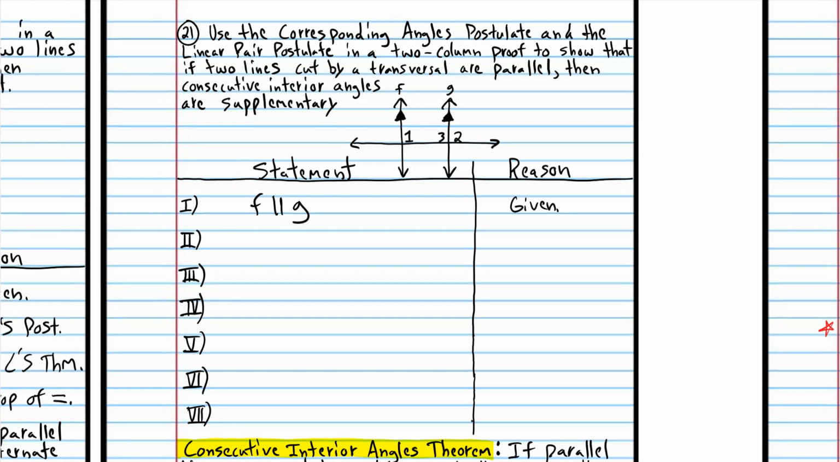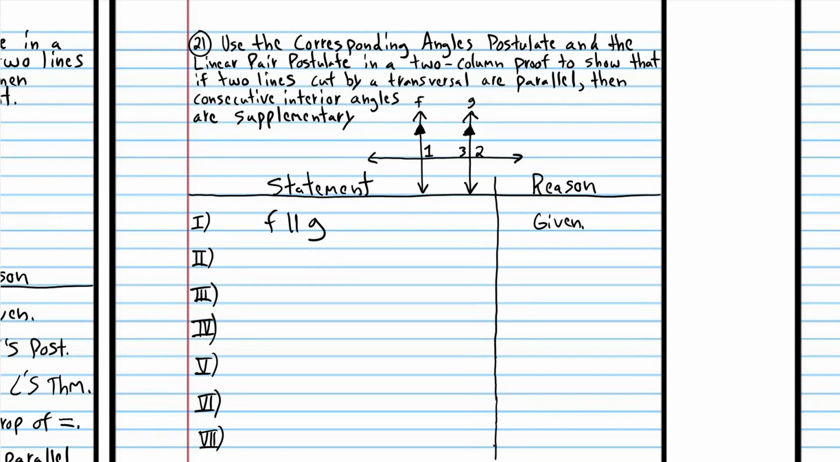All right, we're back. Now, the measure of angle 1 is equal to the measure of angle 2. That is the corresponding angles postulate. 1 and 2 are corresponding angles because 1 is upper right and 2 is upper right also.